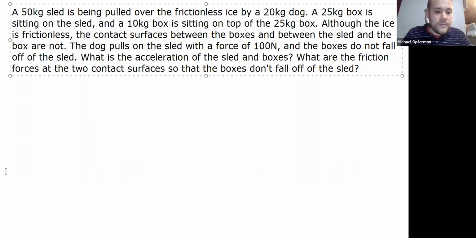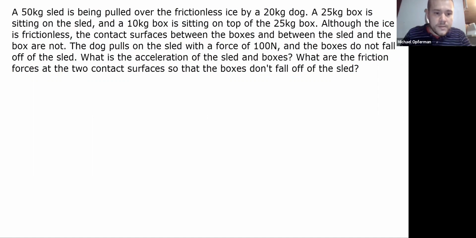So first of all, we've got the sled. Here's the sled. Let's put it like that. Second of all, we have the dog. I actually don't need to draw the diagram for the dog. You can draw it if you want to, but it's not going to matter. Next, I have a 25 kilogram box that's sitting on the sled. So I'll put that like here.